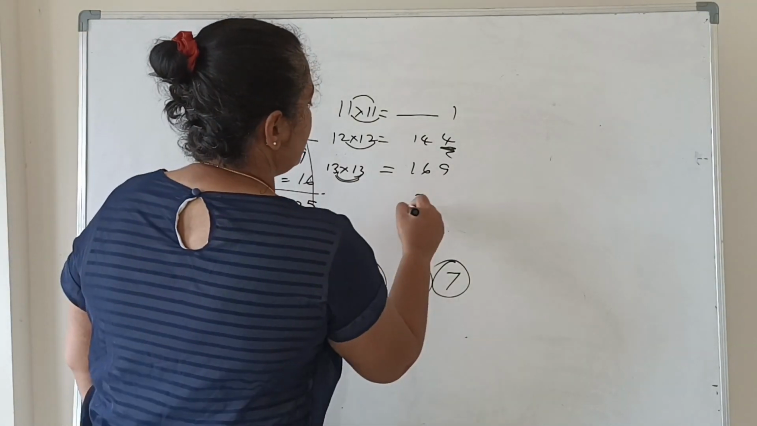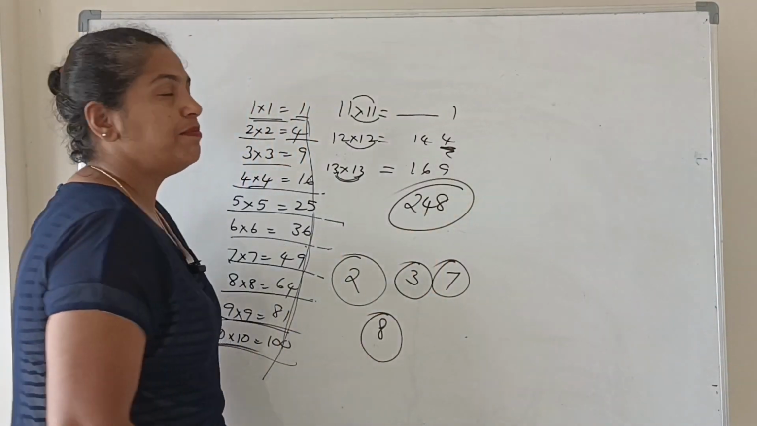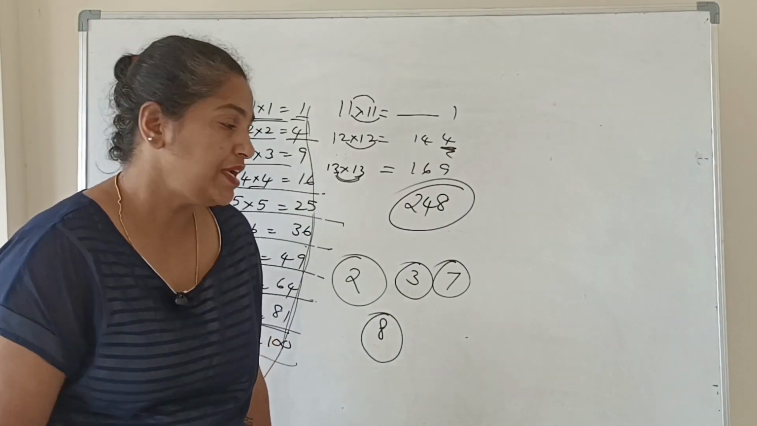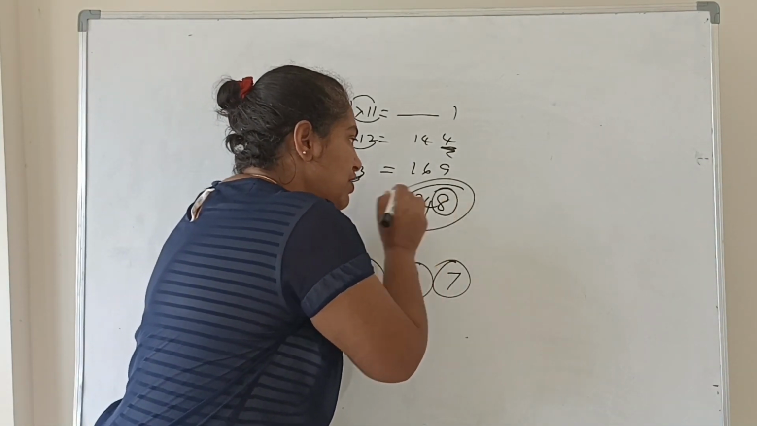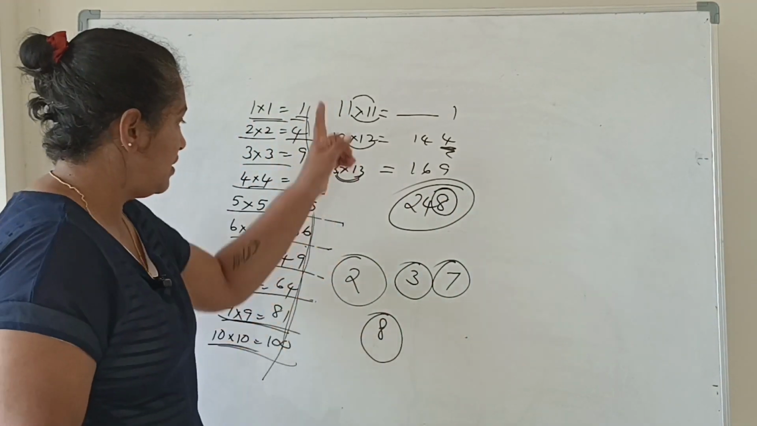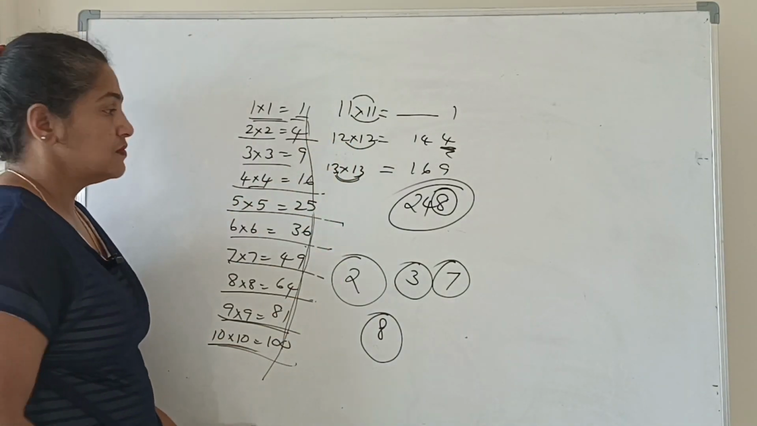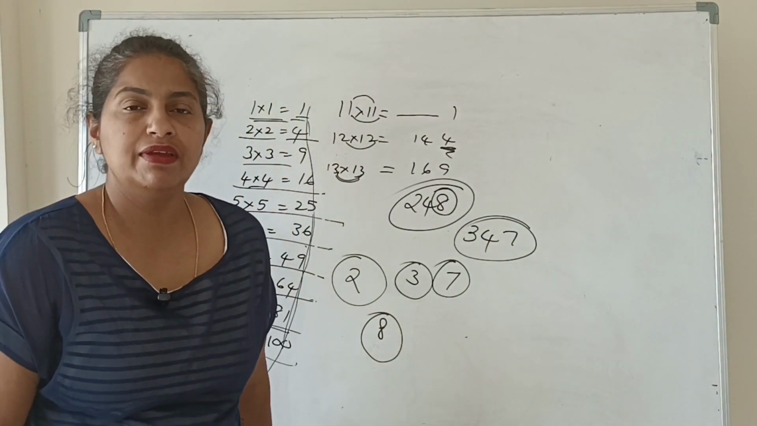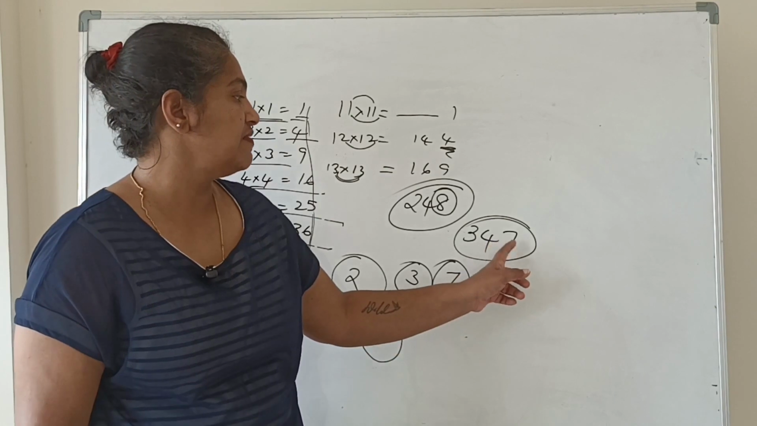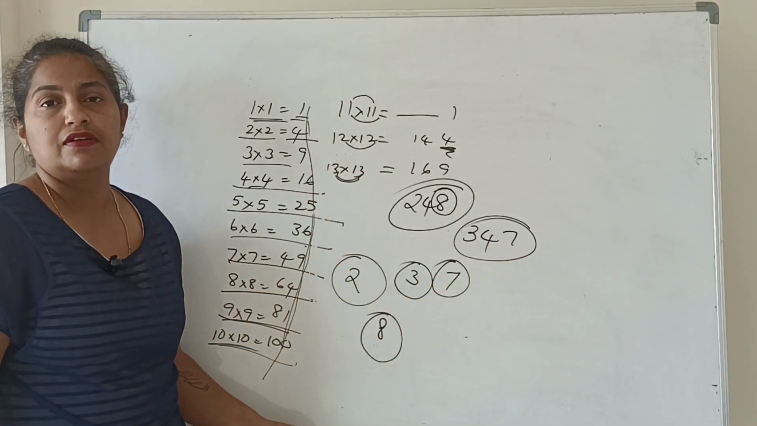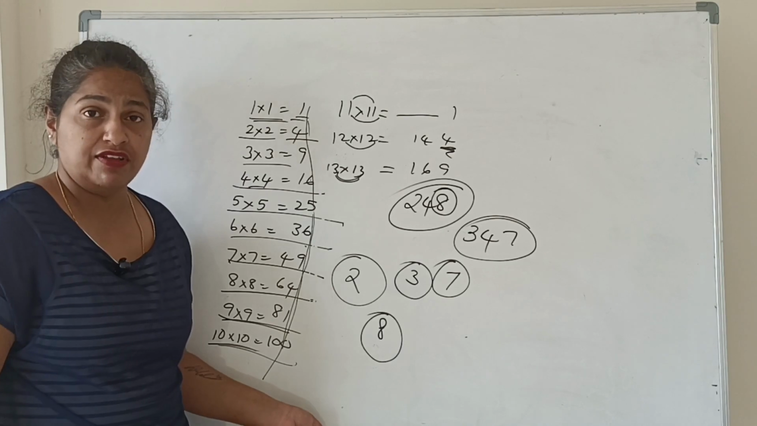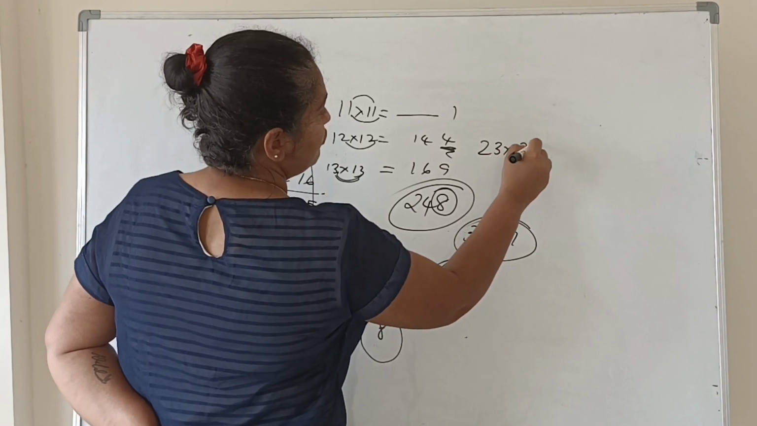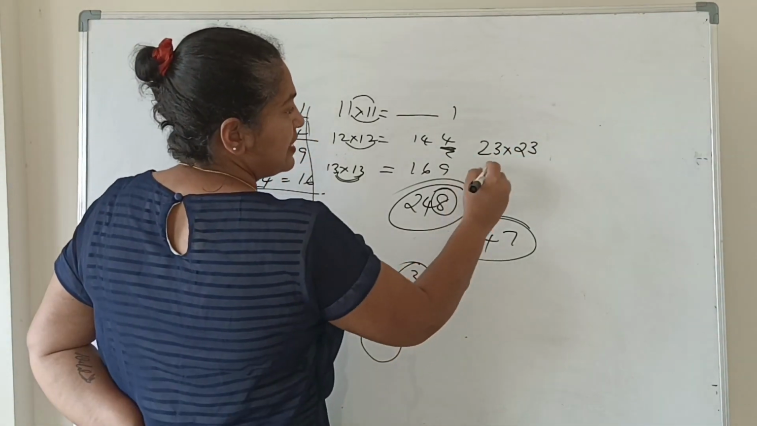Now, if I have a number 248, if somebody asks me, is this a perfect square? I can say that it is not, because the last digit of 8 will not come in the square of any number. Look at the pattern. 347. You can immediately say it is not a perfect square because 7 is not coming in any of these ending digits. So I can say 347 is not a perfect square. Now, if somebody asks you, what is the last digit of 23 square? You can immediately say that it is 9.